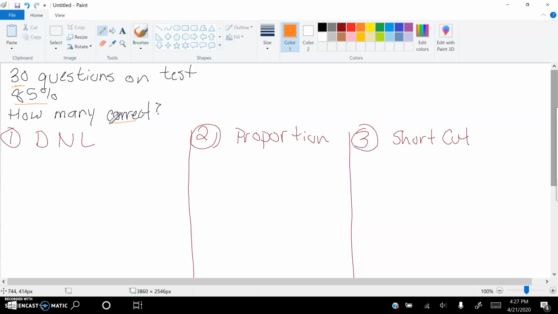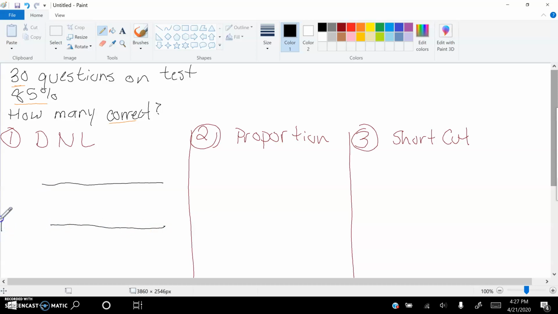So we're first going to use a double number line to determine this. Next, we'll use a proportion. And finally, we'll do kind of the shortcut for calculating the part. So let's start with a double number line. We're going to set up our 2 number lines.